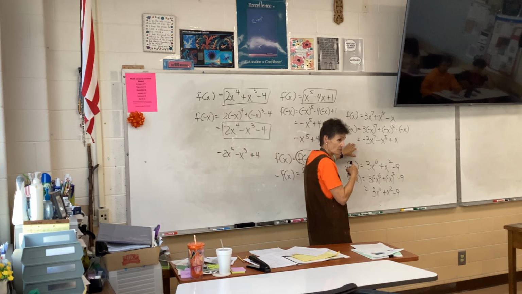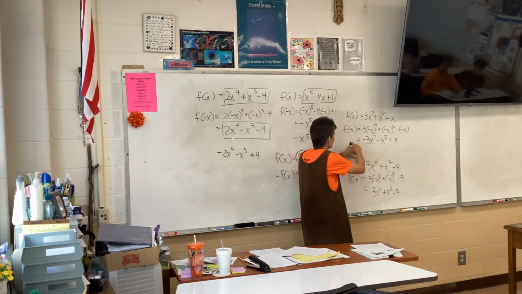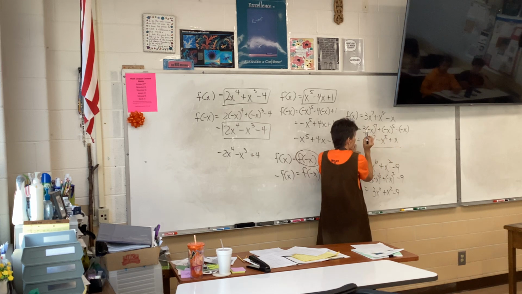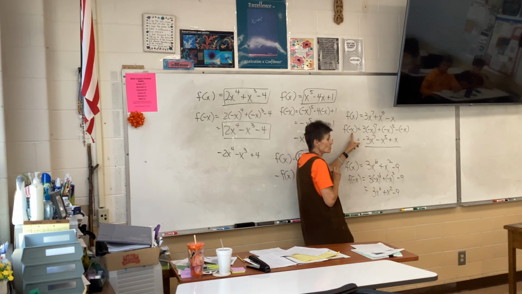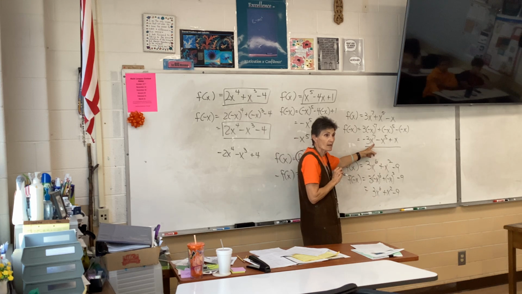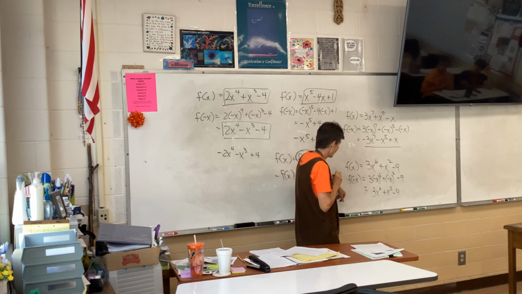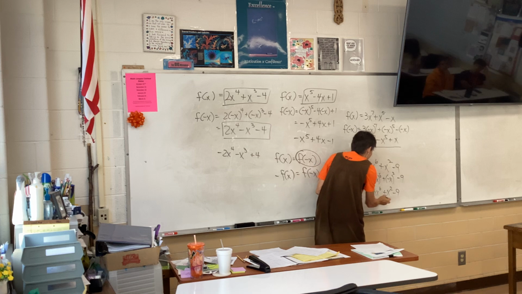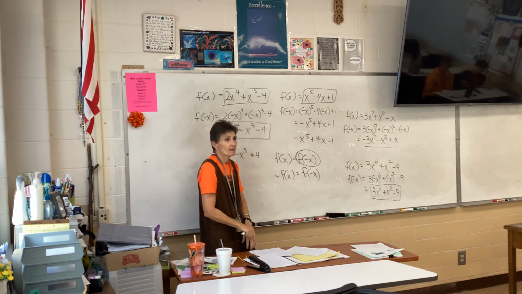This is the odd one. He got odd for this one, because when he plugged in negative x, look at what happened. He got exactly the opposite of what he started with. Change the sign on input, change the sign on output. And then what happened on this one? What did you get here? Even, because when I changed the sign on x, it didn't matter. That one is an even.